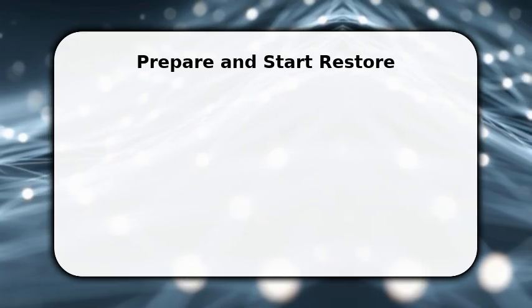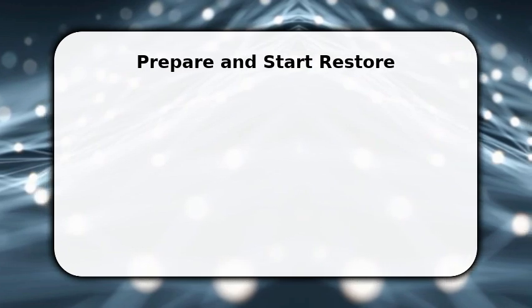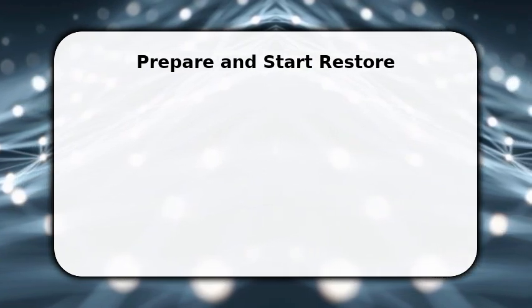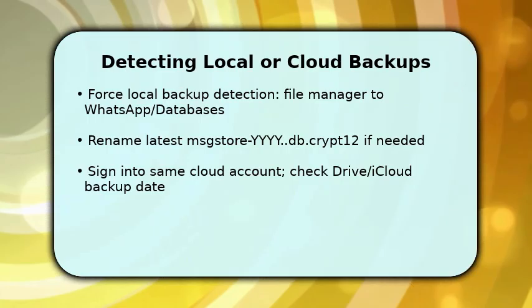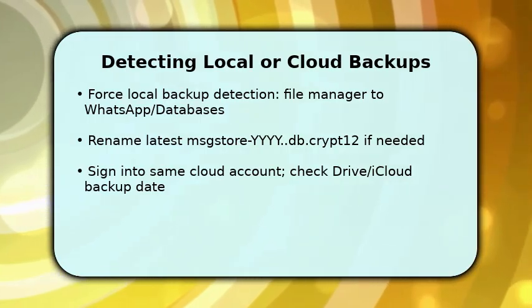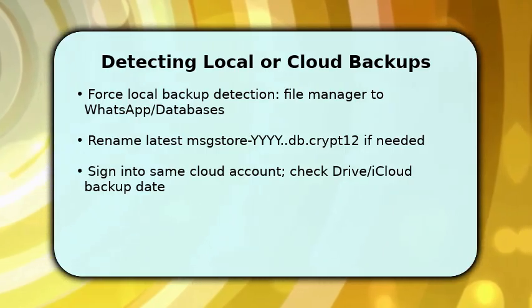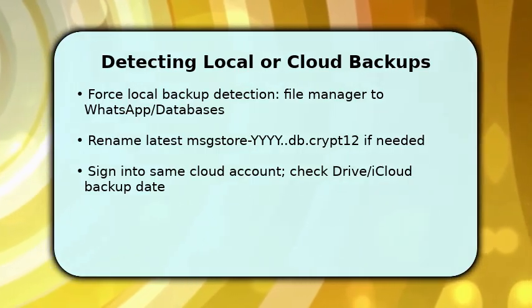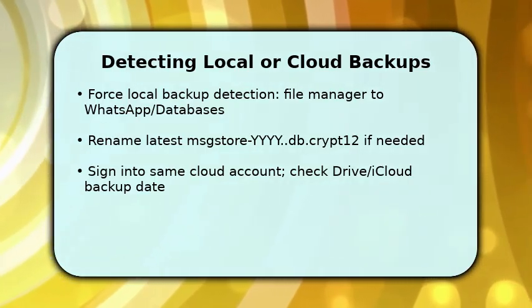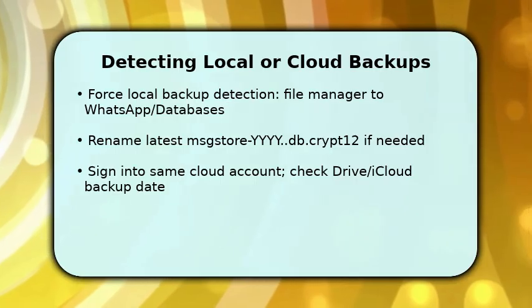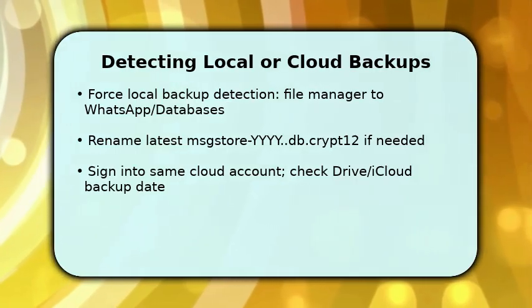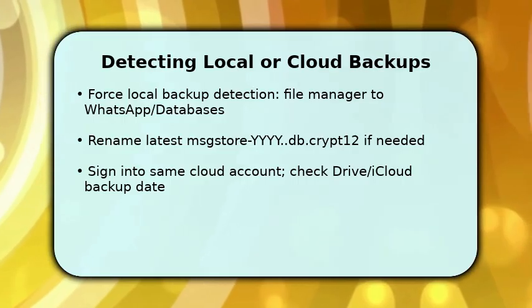Then open WhatsApp, verify your number, and the app will immediately search for available cloud or local backups to restore. Next, you check where the backup should come from, cloud versus local. If cloud says none, use a file manager to inspect WhatsApp/databases for msgstore files. If you find recent files, rename the latest msgstore file to msgstore.db.crypt12 so WhatsApp recognizes it.